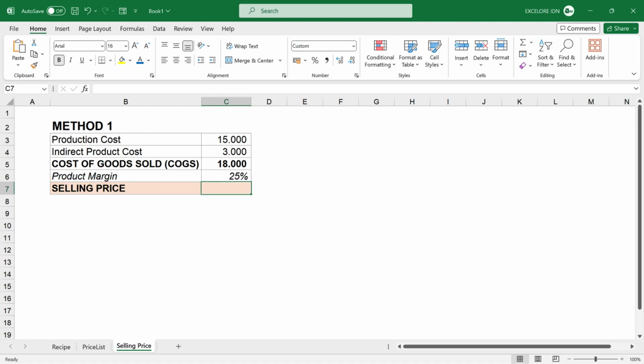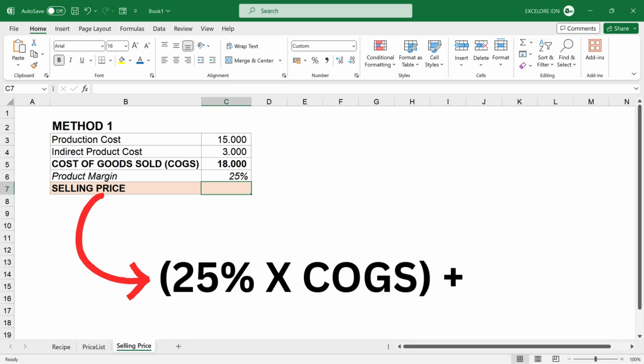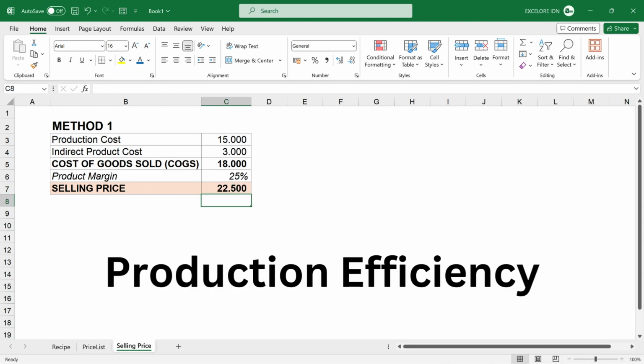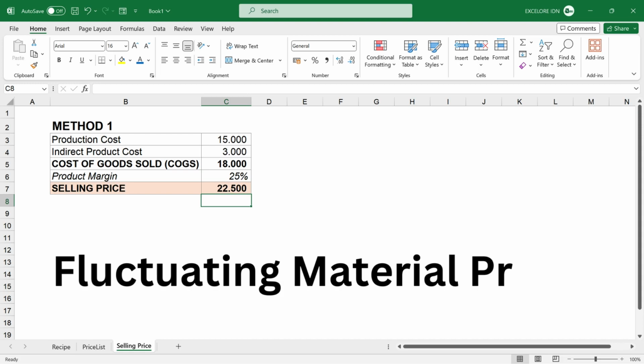If the 25% is applied to COGS, the selling price is calculated by adding 25% of COGS to COGS itself. The formula will be 18,000 plus 25% of 18,000. This results in a selling price of fried rice of 22,500 per portion. This first method is beneficial for businesses focusing on production efficiency or those facing fluctuating raw material prices.